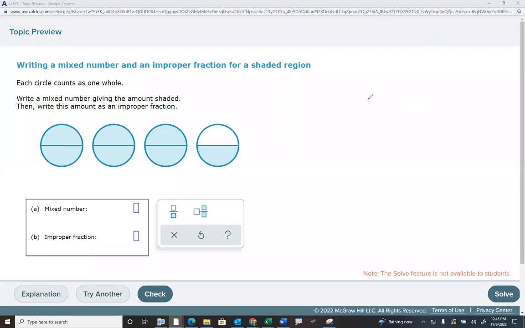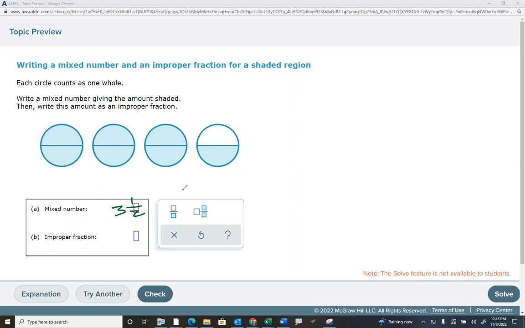Okay, so now this time, each circle counts as one whole. Mixed numbers are things like 3 1/4, 2 2/9, 5 6/8. Okay, those are mixed numbers. All right. So how would we represent the shaded region that way? So we've got 1, 2, 3 complete circles that are shaded, and half a circle, so 3.5.